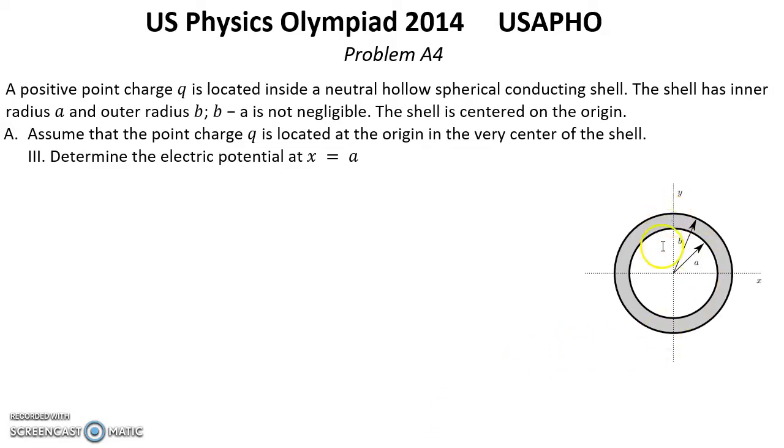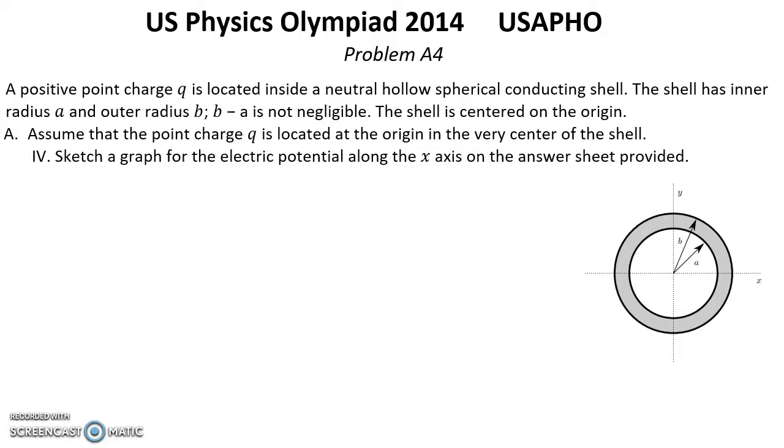Because this shell is conducting, it's an equipotential surface. It means that the potential at point a is equal to the potential at point b. Outside, at radius greater than b, the electric potential is the same as the potential for the charge inside the sphere. So this is the expression for the potential at points a and b, which is equal to 1 over 4 pi epsilon 0 times Q over b.